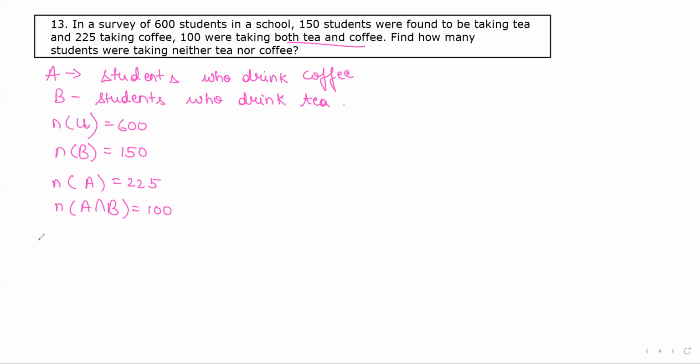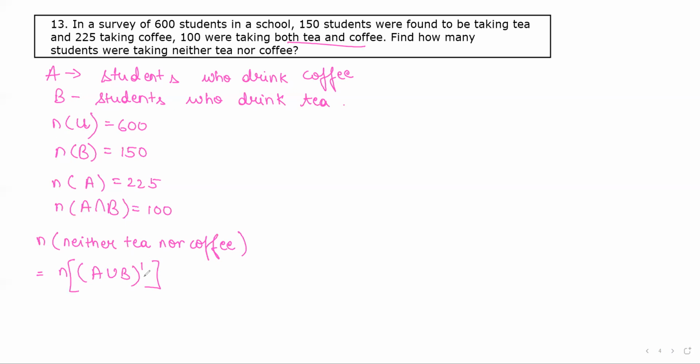You are supposed to find out the number of students who drink neither tea nor coffee. So neither tea nor coffee means that this is the number of students who do not drink either. So it is the number of students in A union B complement, or the universal set minus A union B.